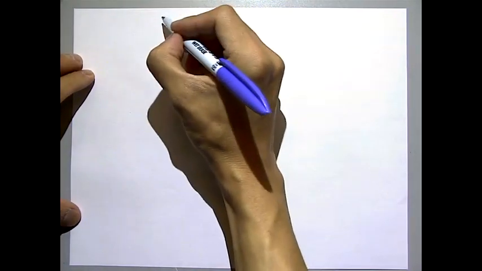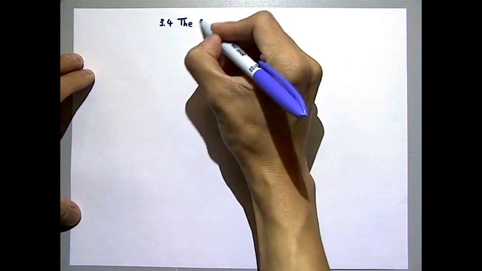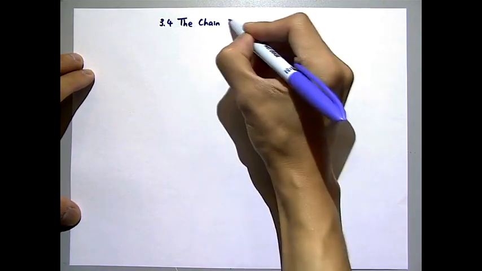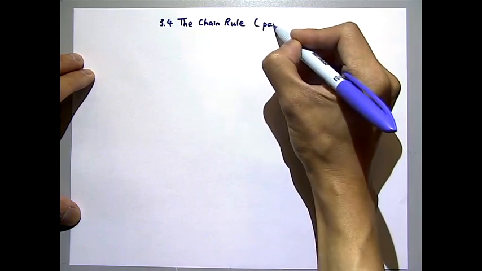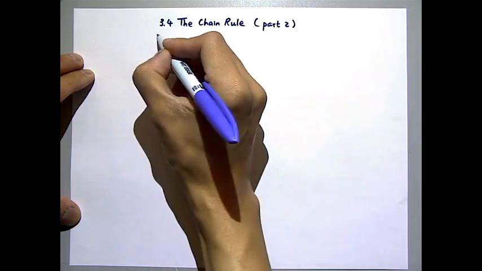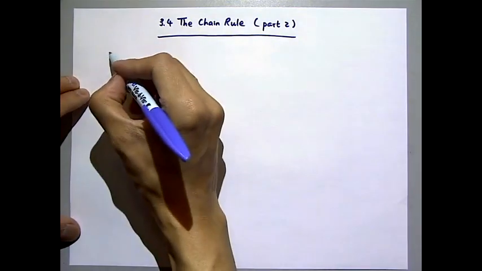Okay, so today we're going to continue with the chain rule, finishing up section 3.4. So first, let's summarize what we learned last time. Last time you learned how to identify an inner function and an outer function, and then use the chain rule to find the derivative.